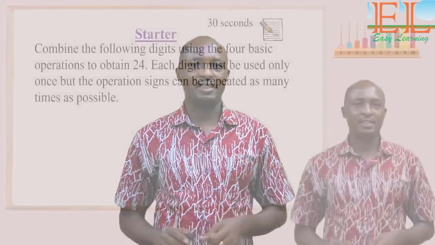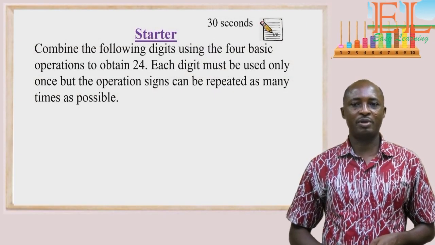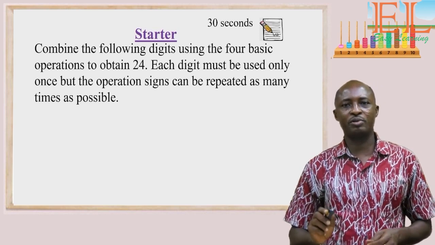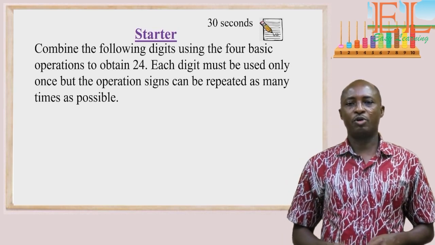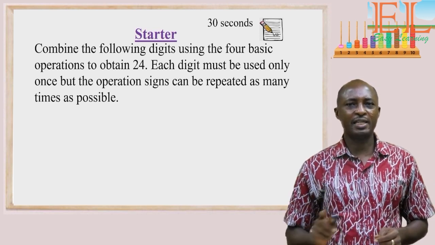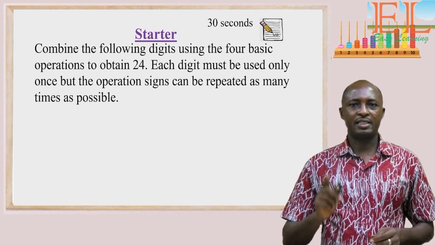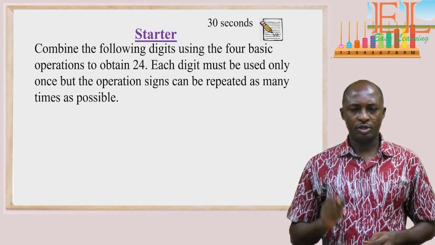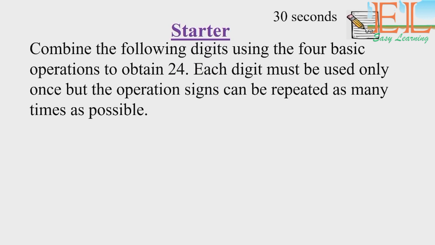Now, to kick us started in our lesson and to keep the brains warm, let's do this simple exercise. I'm going to give you 4 numbers. You're going to combine these numbers to get a value of 24 using the 4 basic mathematics operations. That's addition, multiplication, subtraction, and division. No digit should be repeated, but you can repeat the operations as many times as you want.